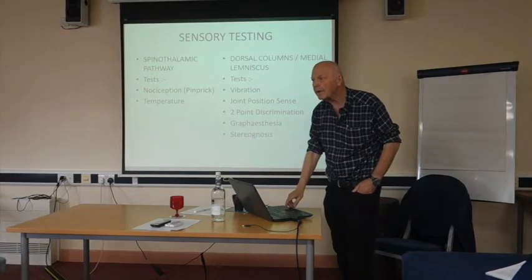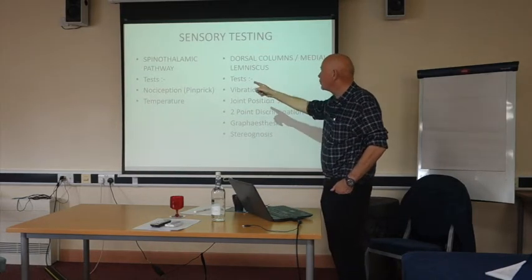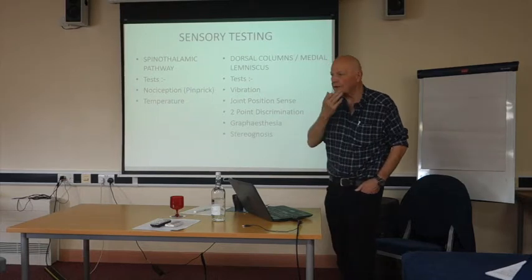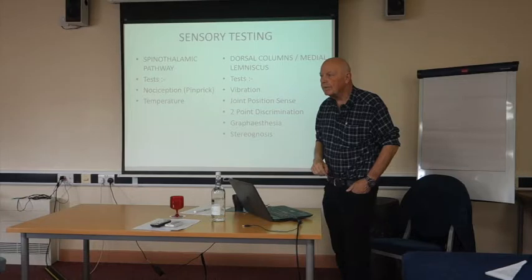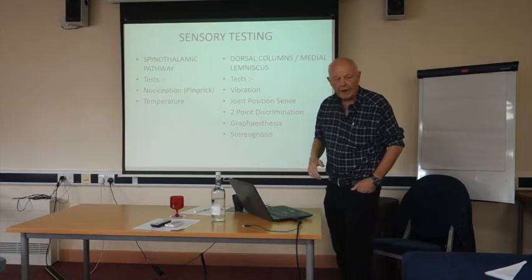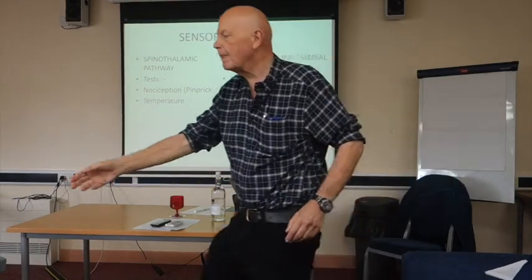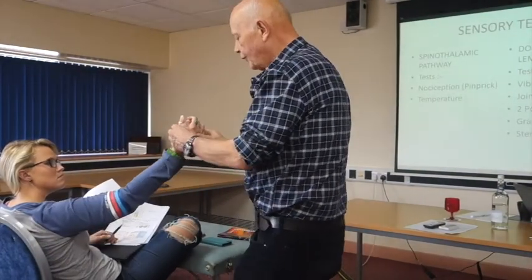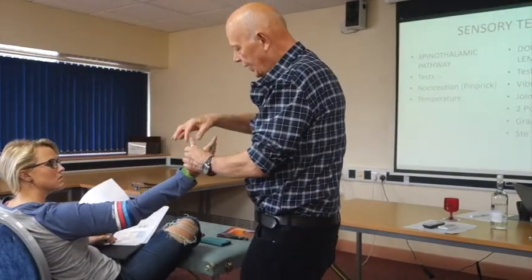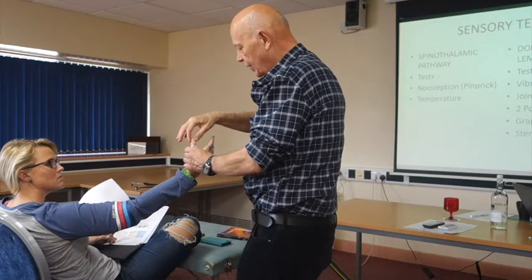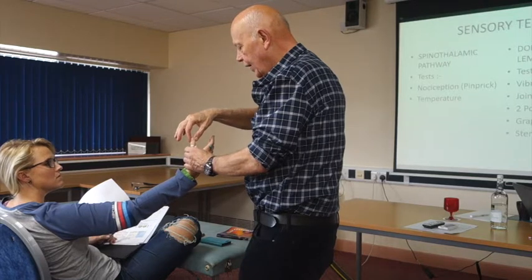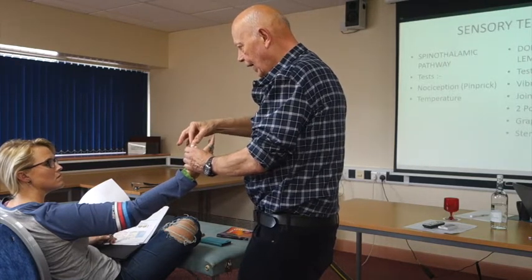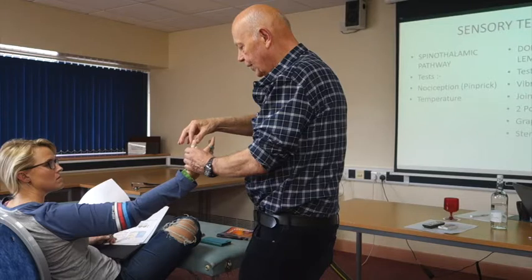What one do you normally use though? I tend to use pinprick for spinothalamic and joint position sense for the dorsal columns. Is that where you get them to shut their eyes and ask them where it is in space or something? No, it's if we hold here and here, you just watch what I'm doing. I'm going to move your thumb down like that and up like that, okay? That is down and that is up. If we start in the middle, I want you to shut your eyes and tell me which way I'm moving.